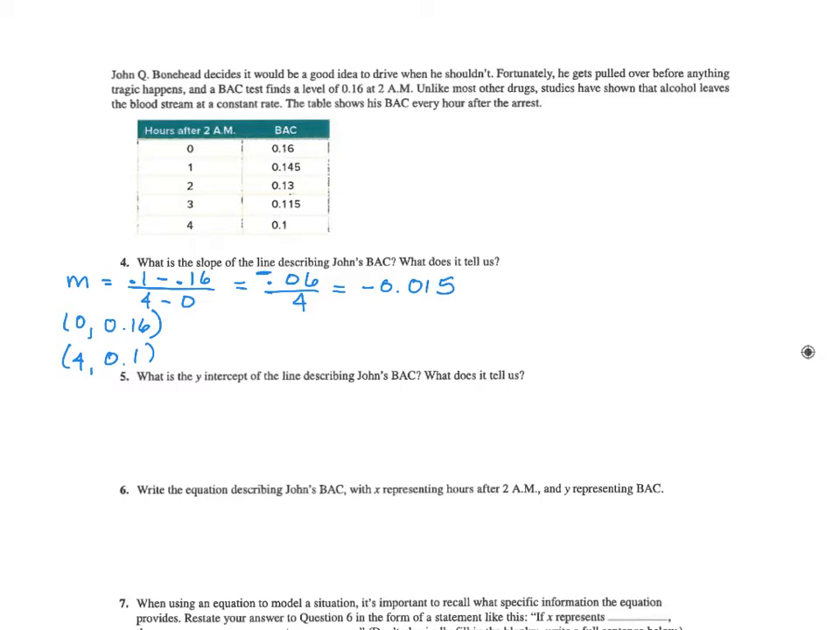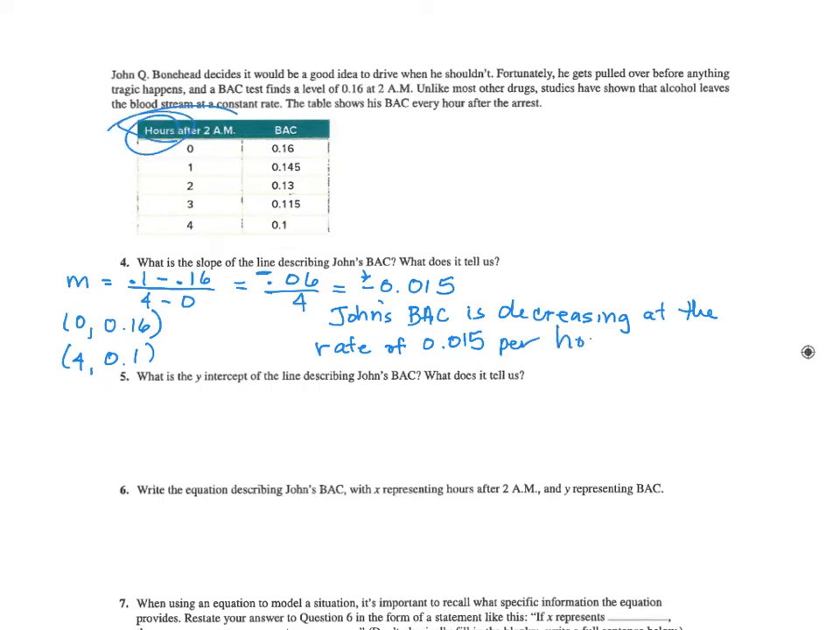And what does that tell us? This is in a context, so this is important. It means John's blood alcohol concentration is, now since this is negative, we'll say decreasing at the rate of 1500s per, okay, what was our units? Okay, that was hours, per hour after 2 a.m.